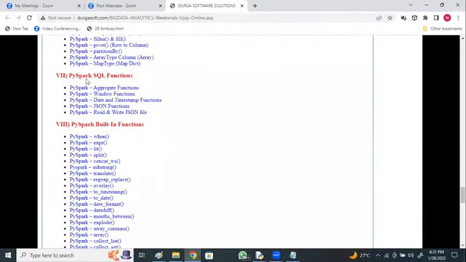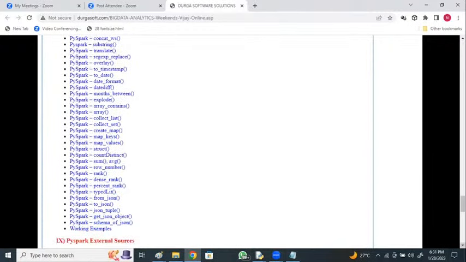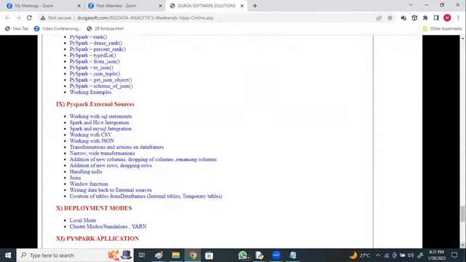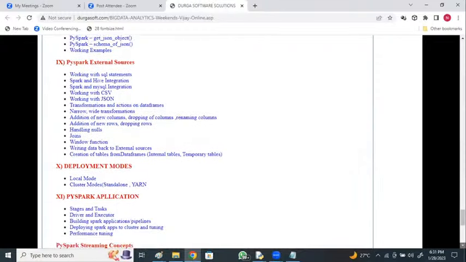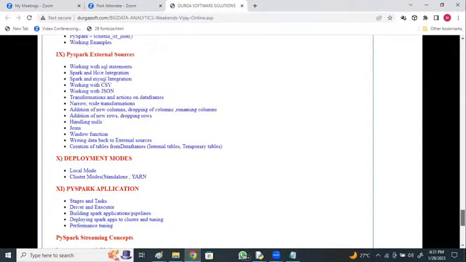PySpark SQL functions: aggregate functions, window functions, date functions, JSON read, and built-in functions like when, expr, lit, translate, overlay, to_timestamp, percent rank, count, distinct, row number, rank, dense rank. PySpark external sources, working with SQL statements, Hive integration, working with CSV, JSON, transformations and actions on data frames, narrow and wide transformations, handling nulls, writing data back to external sources, deployment modes, local and cluster, PySpark applications, stages and tasks, driver and executor, deploying Spark applications to cluster, streaming integration with Kafka and PySpark, machine learning library.